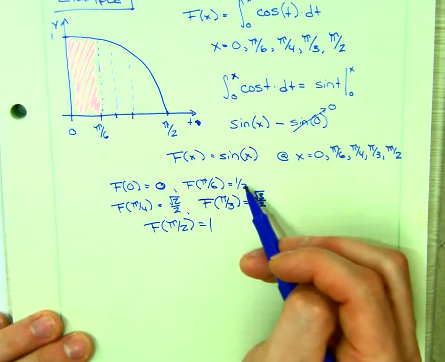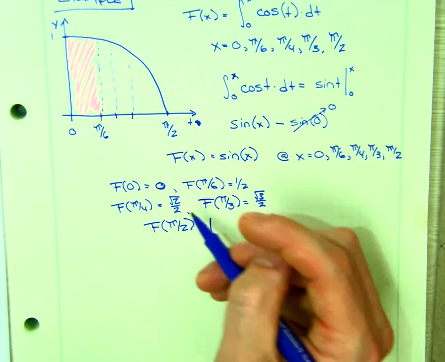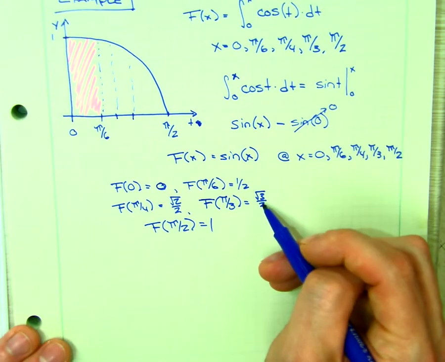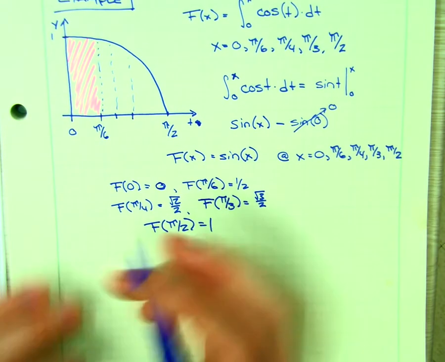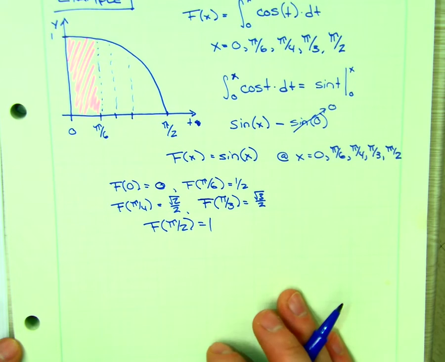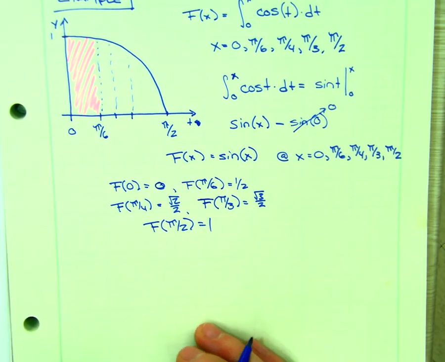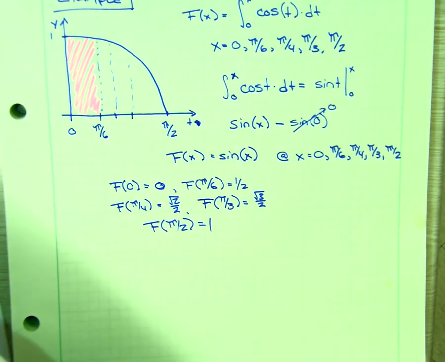And you can plug these into a calculator. So 1/2, that's 0.5. This is 0.707, 0.866, and then 1. So sure enough, my area is getting bigger and bigger and bigger as I march out towards pi over 2. Now where does this come into play as far as the second fundamental theorem of calculus?